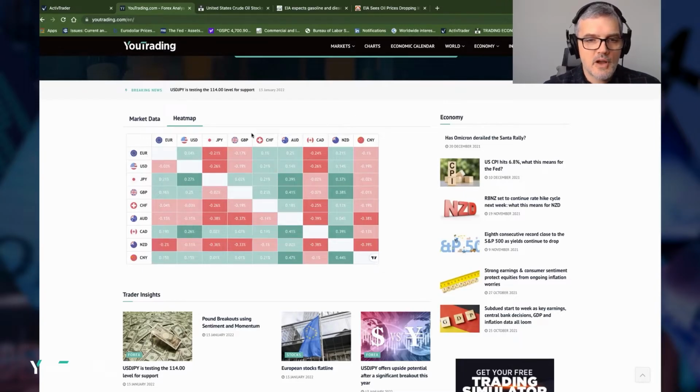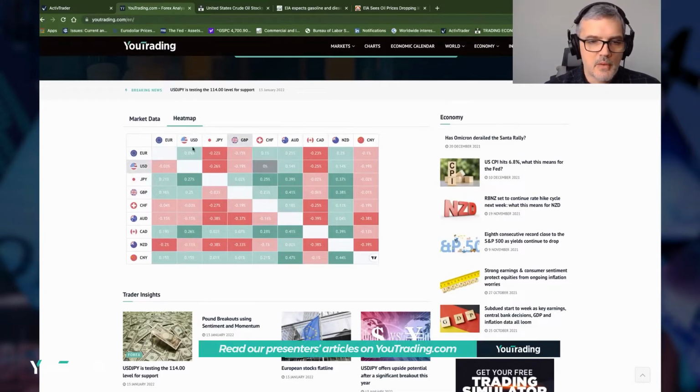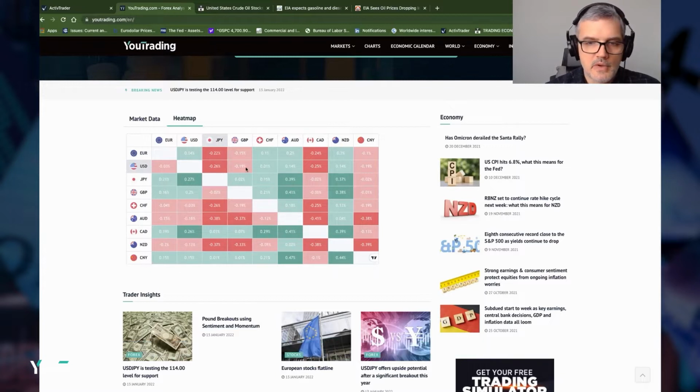Okay, as always, I want to start with the YouTrading.com Forex heat map. We can see here that the Canadian dollar is pretty much green across the board, apart from against the yuan. The USD is weaker, as it has been for most of this week, and it's slightly stronger than the Swiss franc and the Aussie and New Zealand dollar at the moment. But if we were to look at the chart of the DXY, we could see that the dollar has been depreciating against these pairs for some time now.